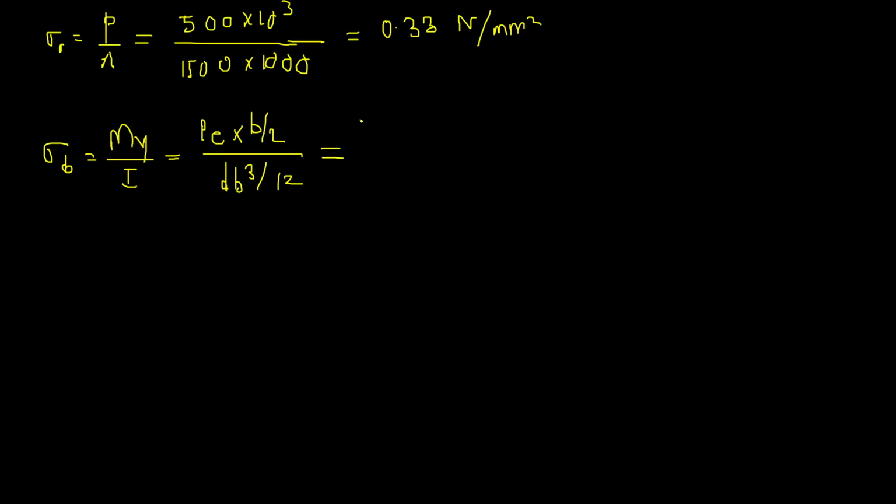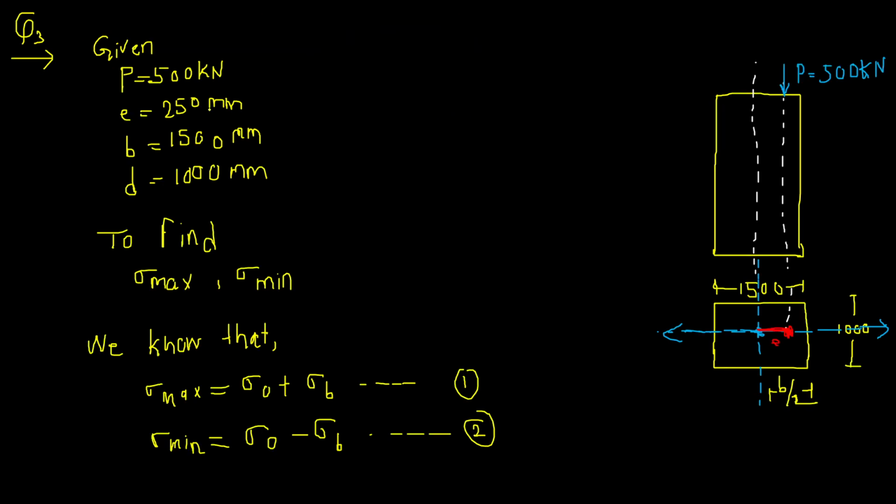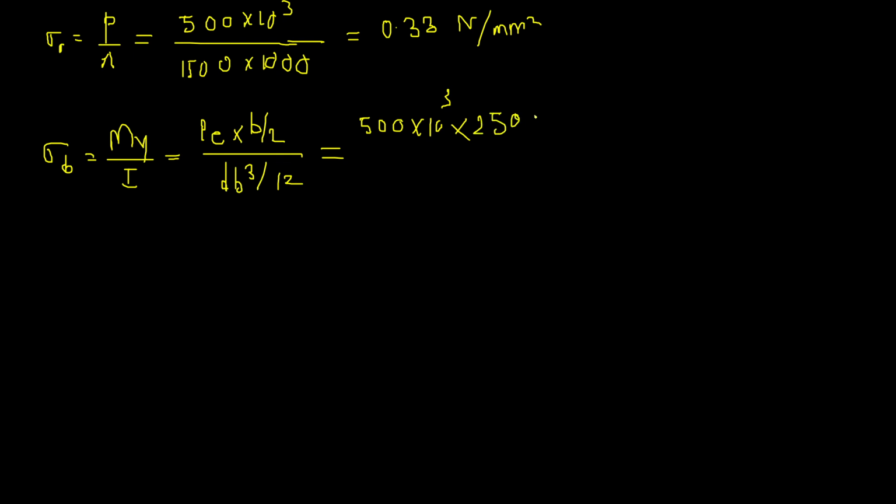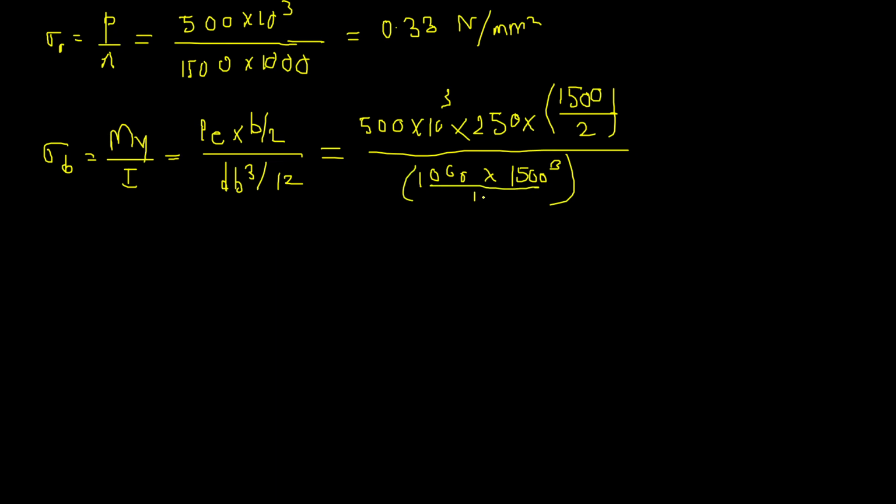Substituting the formulas, P is 500 kilonewton, value of e is 250, B is 1500 divided by 2, divided by DB cube by 12. So D means 1000 into 1500 cube, this whole is divided by 12. So if you solve this, the answer should be 0.33 newton per mm square.